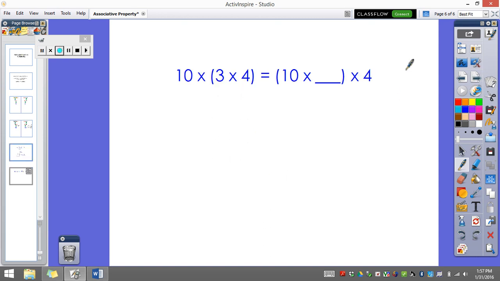Another example, we are only changing the numbers that are grouped. We start with the group of 3 times 4 times 10. So here we have 10 times blank times 4. We're just trying to figure out that missing number. The only number I have not used is the 3. So even if the groups are different, they will still multiply the same.